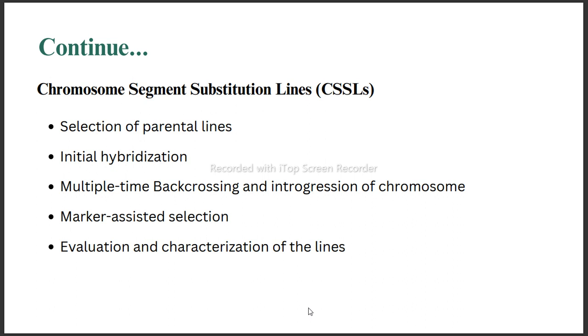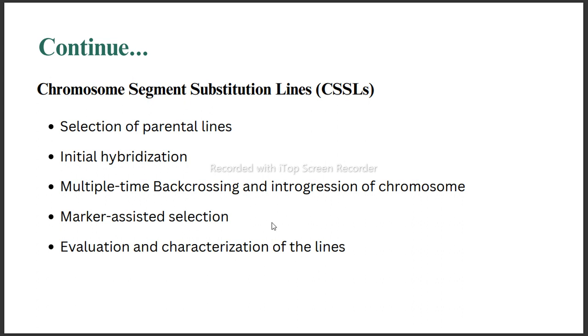Moving forward, if we want to develop chromosomal segment substitution lines, CSLs, the procedure is the same with a little bit of change. We will select parental lines. We will perform initial hybridization between them. Then multiple back crossing will be performed, as I discussed before in CSL lines. Then we will perform marker assisted selection and evaluation and characterization of these lines in the field. But there is a little change.